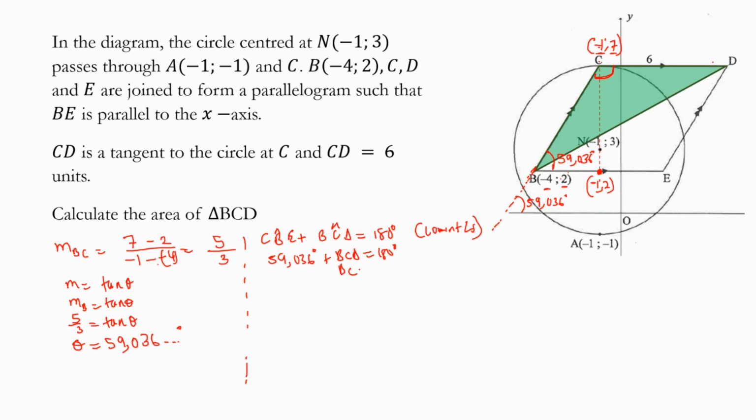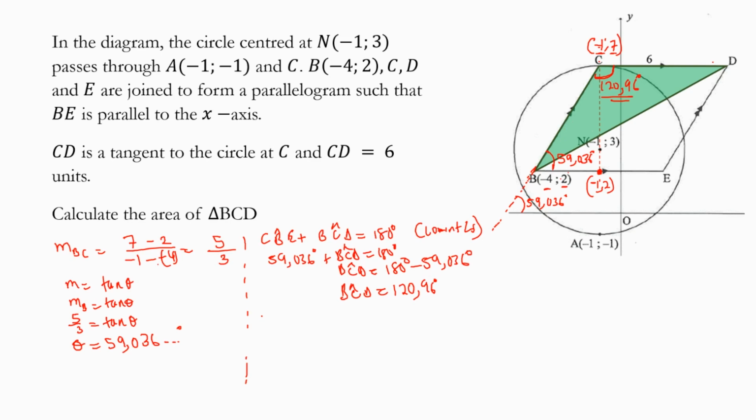Then angle BCD is equal to 180 degrees minus 59.036 degrees. And then we get that angle BCD is equal to 120.96 degrees. So this angle here is 120.96 degrees. Now we can find the side BC, and then after finding side BC, we can use our area rule. Let's find BC.